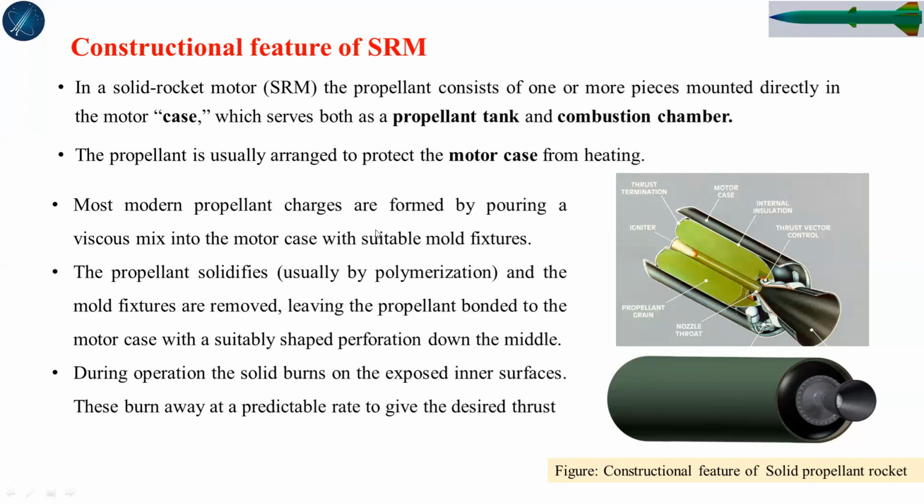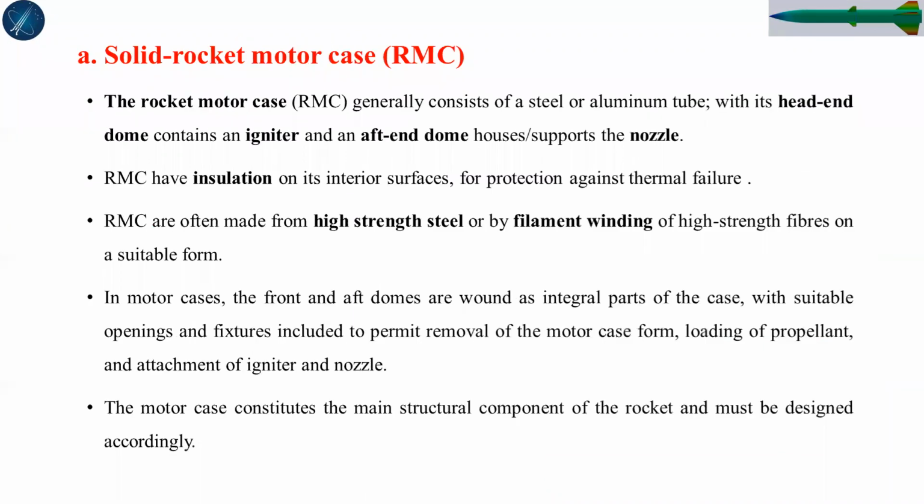So during operation, the solid burns on the exposed inner surface. The propellant burns from the exposed inner surface. For example, we have this inner circular slot, and through that surface the ignition will take place. This burns away at a predictable rate to give a desired thrust. That is the method.